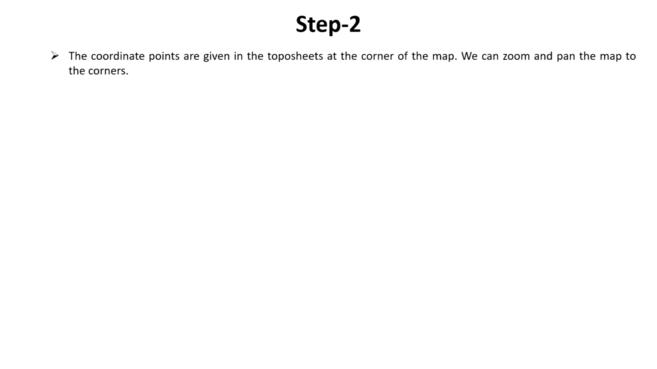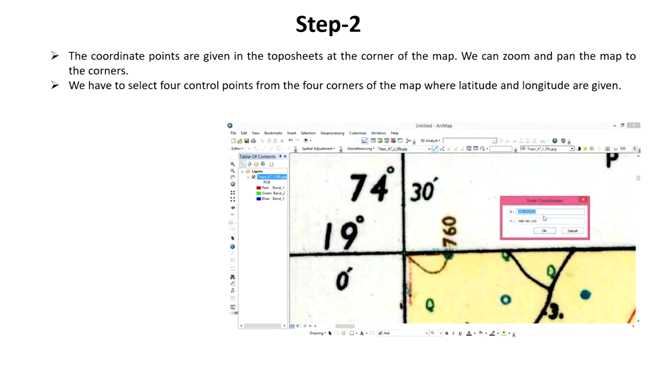So in the second step, to georeference your topo sheet, first you have to zoom your topo sheet at the corner side. When you zoom your topo sheet, you can see that your longitude and your latitude are written on the topo sheet. So for example, the upper left corner of this topo sheet is 74 degrees 30 minutes, and the latitude is 90 degrees 0 minutes.